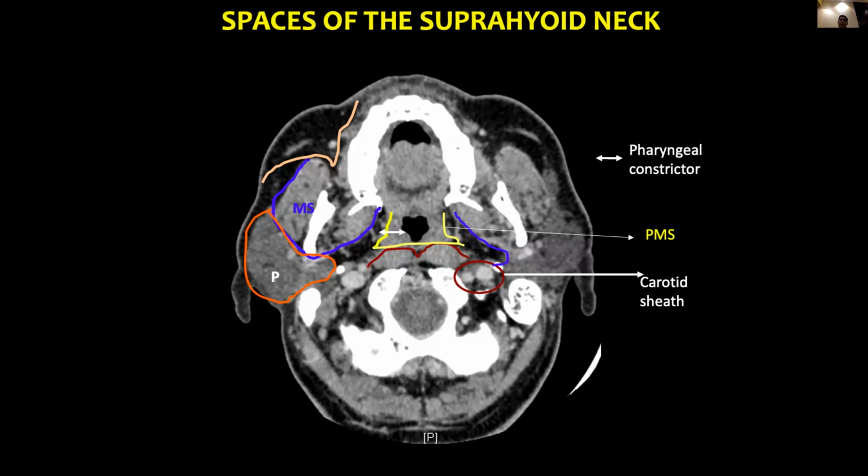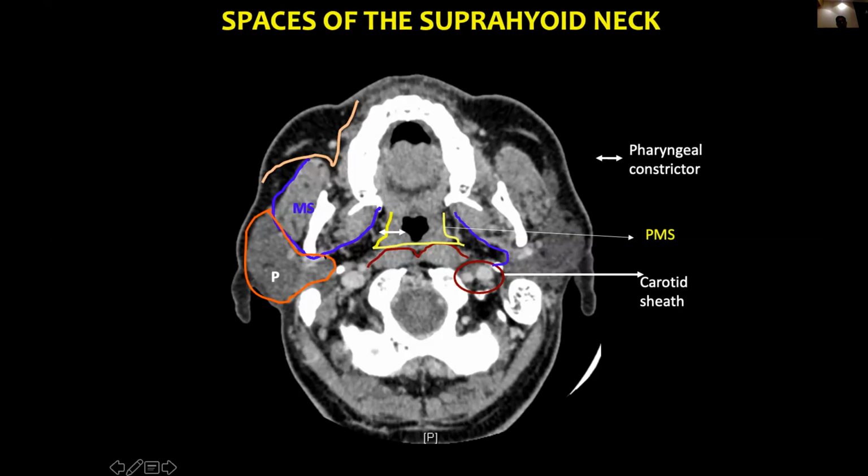The parotid gland runs along the stylomandibular foramen. This is the styloid process and this is the mandible. The gland actually has a superficial lobe and a deep lobe. This is a superficial lobe and this is a deep lobe. The retromandibular vein within the gland is a landmark for the facial nerve. The deep lobe extends through the stylomandibular foramen.